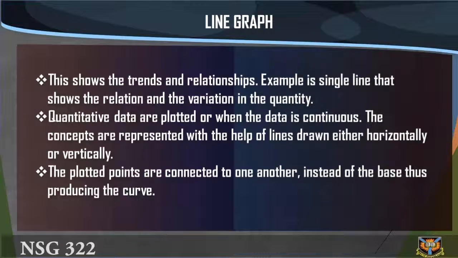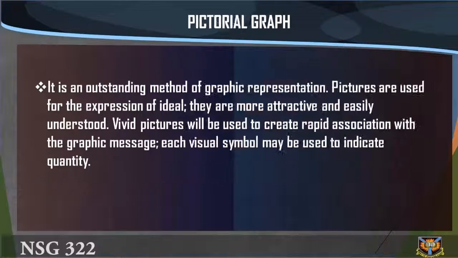Line graph. This shows the trend and relationship. An example is a single line that shows the relation and the variation in the quantity. When quantitative data are plotted, or when the data is continuous, the concepts are represented with the help of lines drawn either horizontally or vertically. The plotted points are connected to one another instead of the base, thus producing the curve.